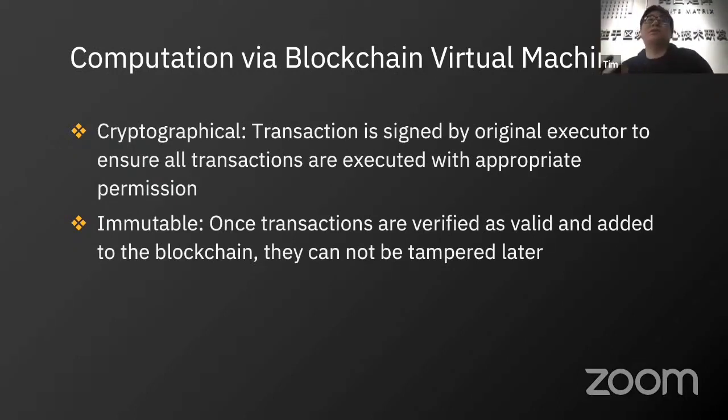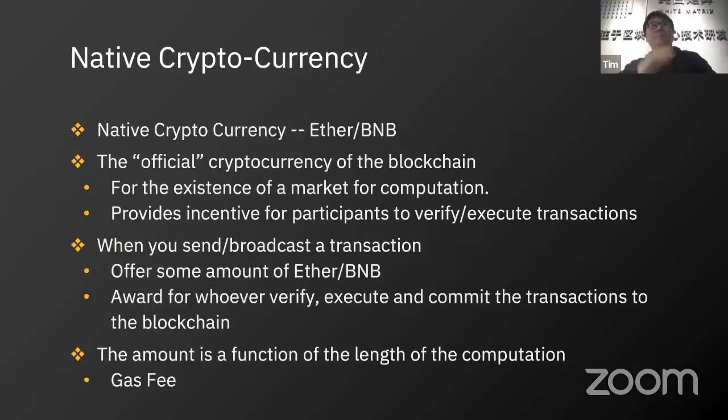The other thing is that it is immutable, right? Once the transactions are verified, valid, and added to the blockchain, they cannot be tampered with. Otherwise, the blockchain hash will become different, and all the blocks after the invalid block will become invalid too, because the previous hash becomes invalid.